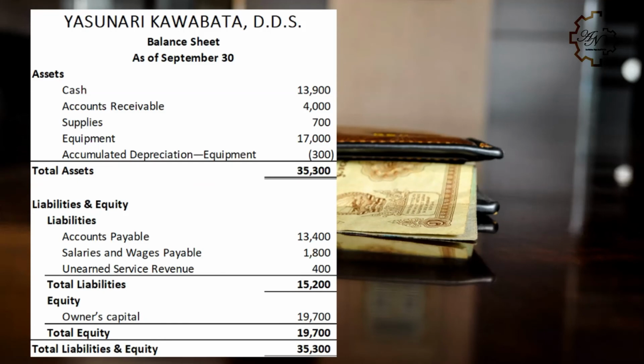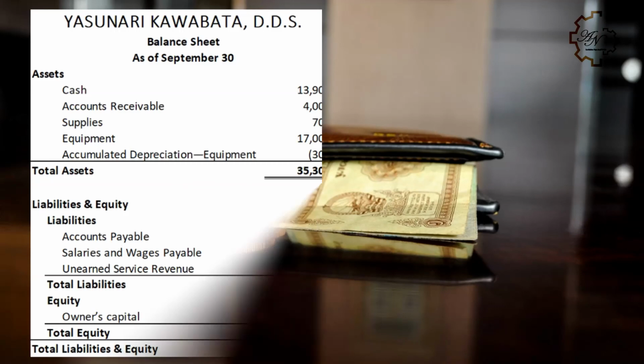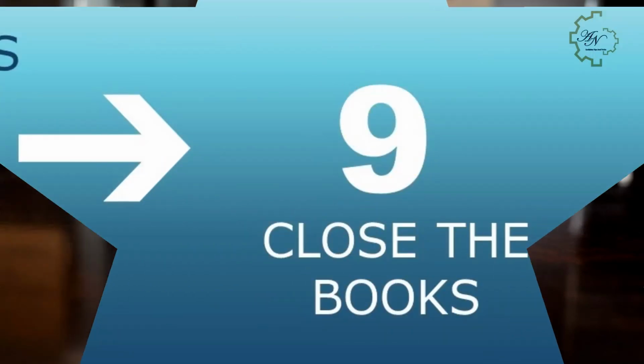And we have in the balance sheet as of September 30 assets: cash, accounts receivable, supplies, equipment, less accumulated depreciation equipment, total assets $35,300. And we have liabilities and equity. Liabilities: accounts payable, salaries and wages payable, unearned service revenue. In the equity, we have owner's capital, and we have total liabilities and equity is $35,300.